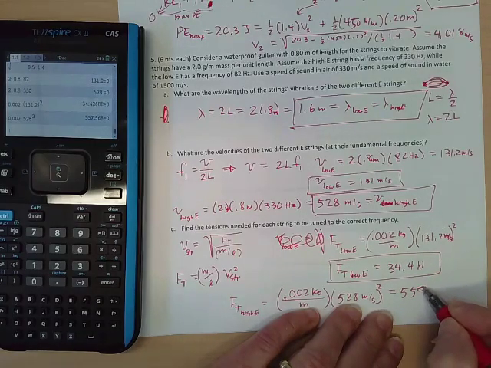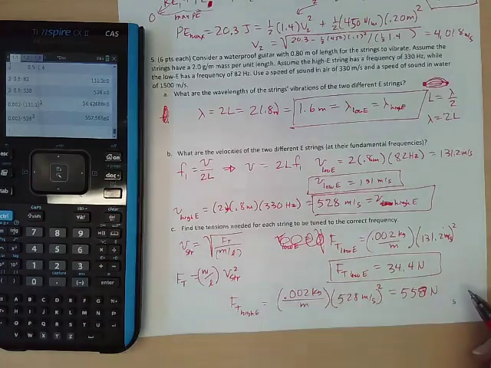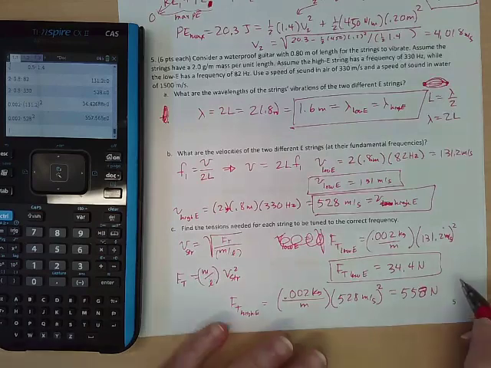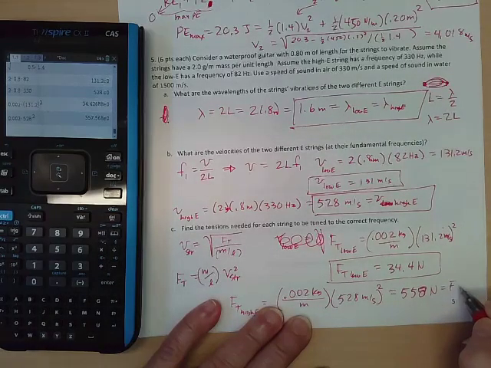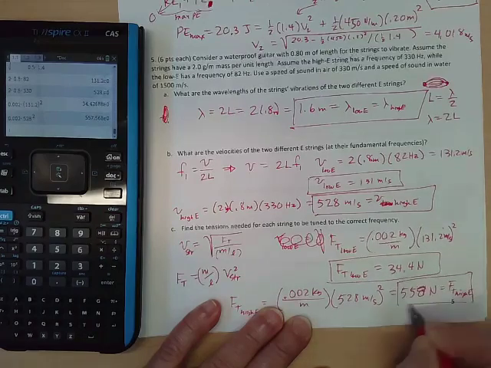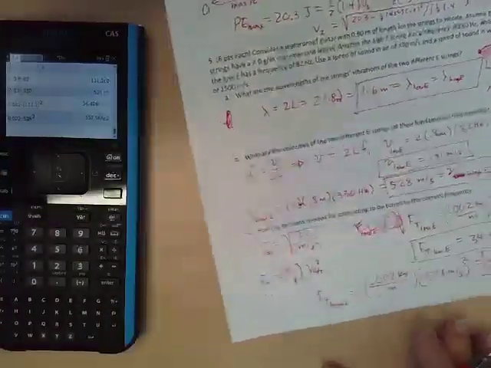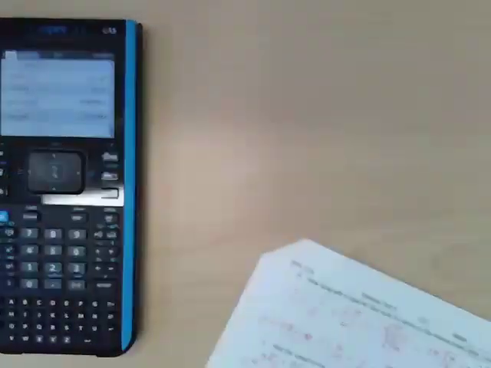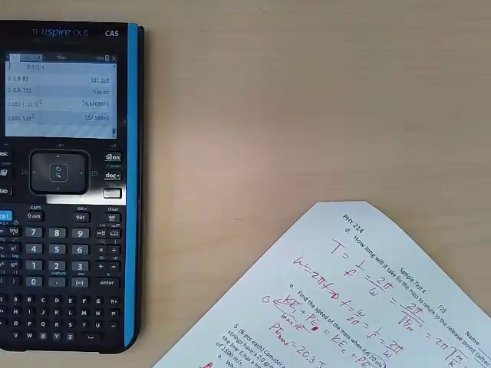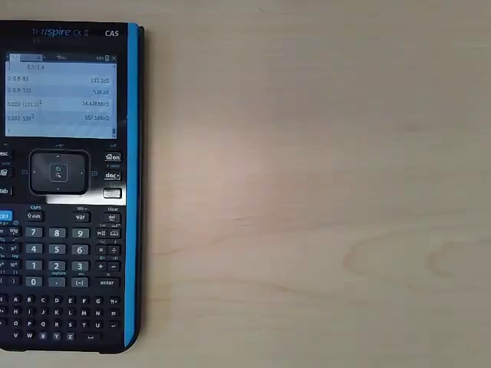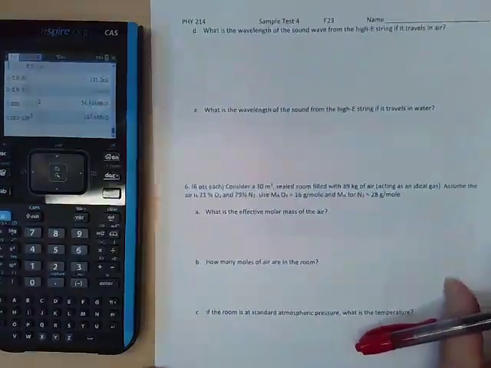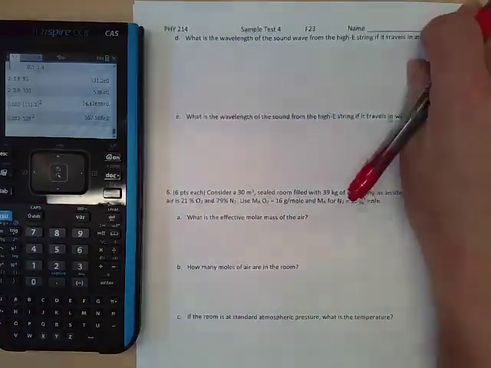Let's go, 558 newtons. Ooh, those seem high. Anyway, we'll go with it. Okay. Continued on the next page. So, continuing with the same problem on the next page.